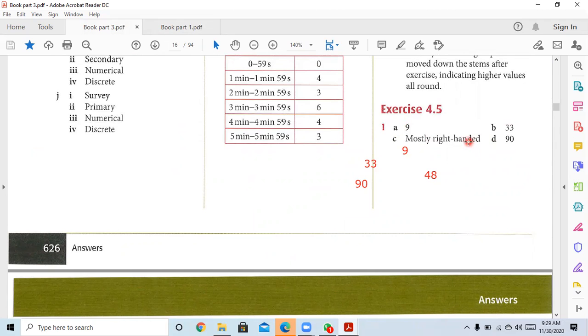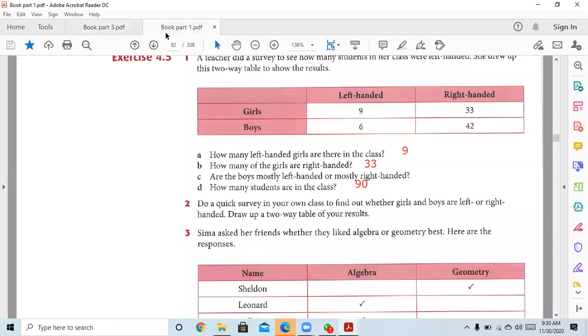You don't need to write 48, just mention there that mostly are right-handed. Okay, so like this you will solve the rest of them. So let's start other questions. Most of the questions are like that.